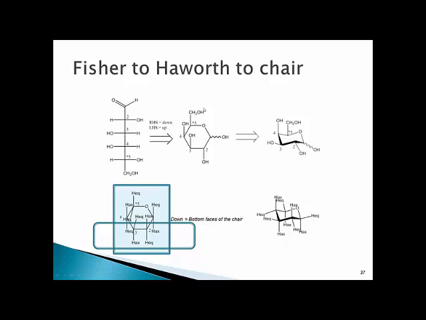When you go from Haworth into the chair, you need to look at the downwards facing groups, and the downward facing groups become the bottom of the chair. So your axial, equatorial would be those positions. You'll see all of those groups are on the bottom of that chair. It's quite complicated, and like I said, I just wanted to mention it to you, but we will not be going into this area.